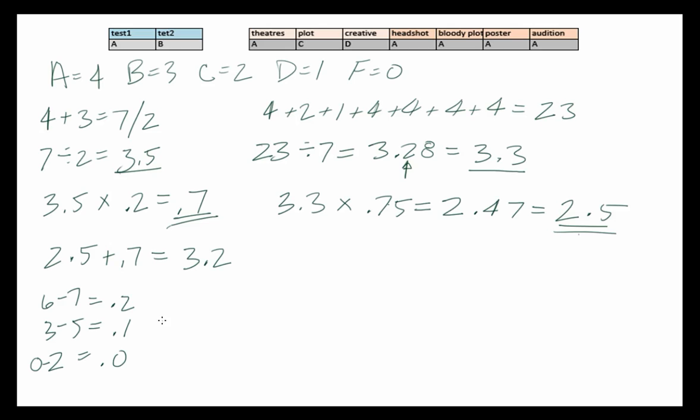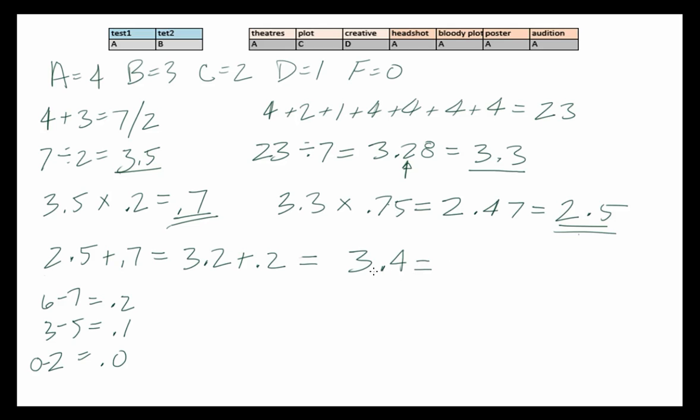Alright, so because I completed here 1, 2, 3, 4, 5, 6, 7 assignments, I'm going to add 0.2 to my calculations here, and that's going to give me 3.4.